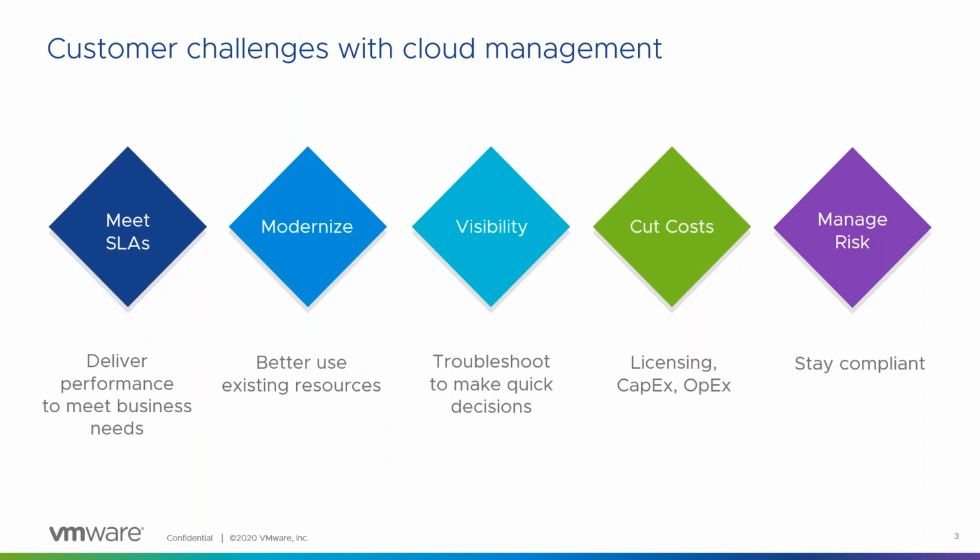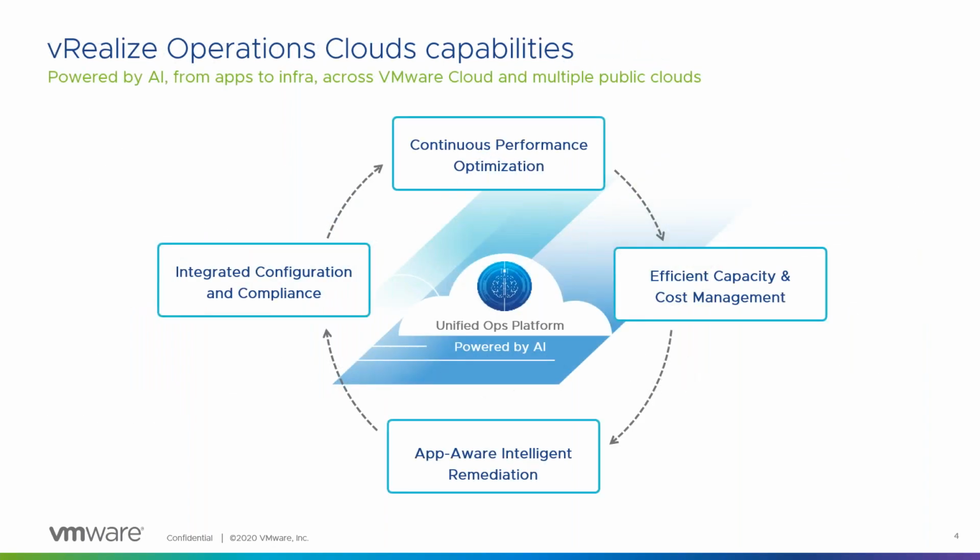I mentioned cutting costs. That's always a challenge, looking at different ways to do that with licensing or capital expenditure and operating expenditure, and then also managing risk. So they want to manage risk and stay compliant, obviously while assuring performance. So these are some of the challenges that organizations are telling us that they're having in their environments. And with vRealize Operations Cloud, this is a unified operations platform that is going to help overcome those challenges using artificial intelligence, and it's across the stack, applications to infrastructure for VMware Cloud and multiple public clouds.